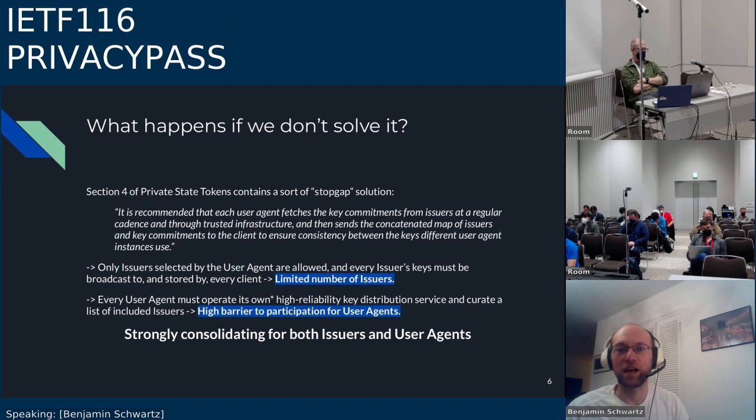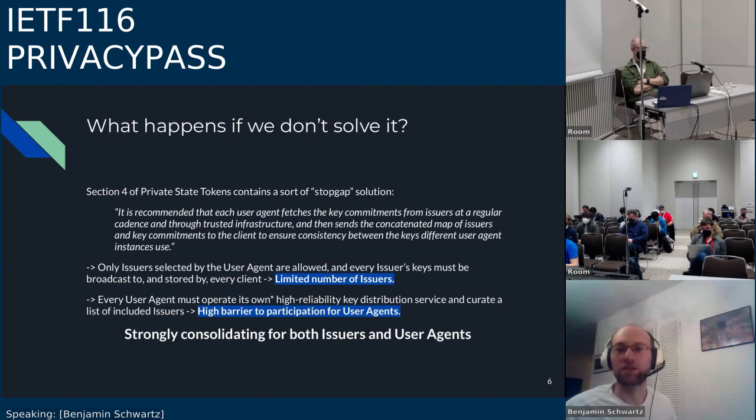You have to take on this role of operating this key distribution service, which must be quite reliable, or the Privacy Pass system for your users will fail. And you have a curation job to figure out which issuers to put on the list and which are not notable enough. I think that this probably would limit the number of especially open, less professionally maintained user agents that are able to participate in Privacy Pass.